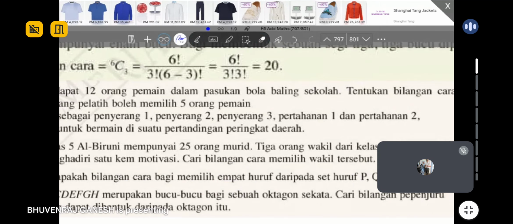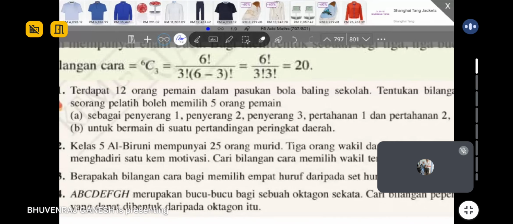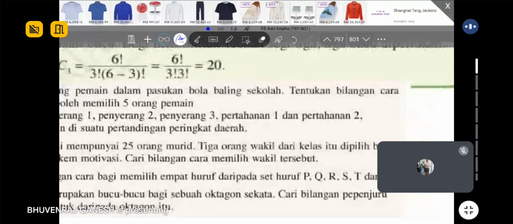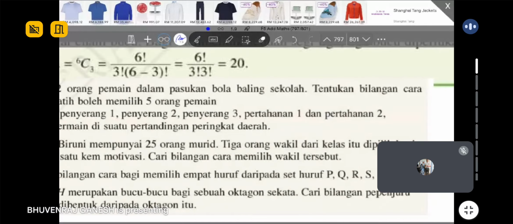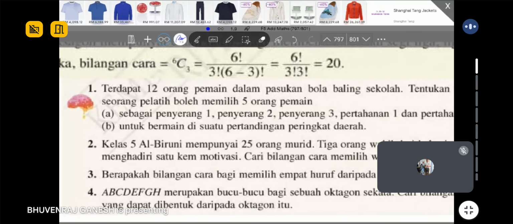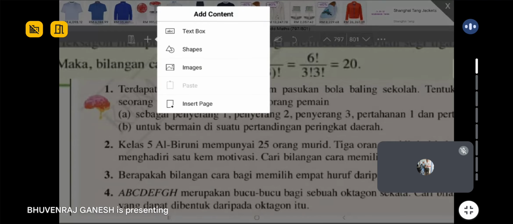So how about question number 4, guys? They say that all these letters are the vertices of a regular octagon. So they ask you how many diagonals I can form from the octagon. BM boleh baca BM lah. So how do I do this, guys? Interesting question. So maybe I draw over here.